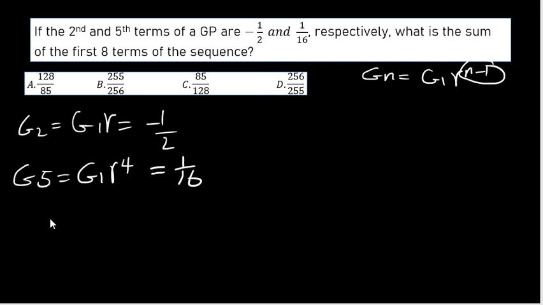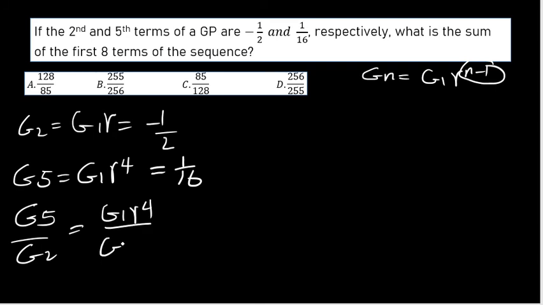Therefore, in the case of a geometric sequence, we will not add or subtract, we will divide. So G5 over G2, when you divide, it will be G1 r to the power of 4 over G1 r, which is equal to 1/16 over negative 1/2. That means negative 2 over 1. You will flip it. Okay, we are dividing G2 by G5.